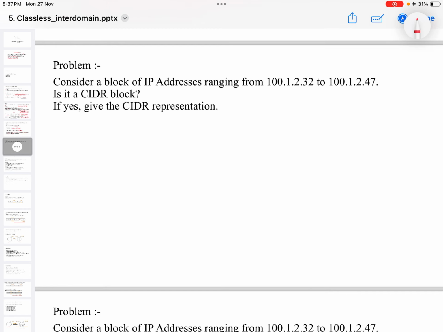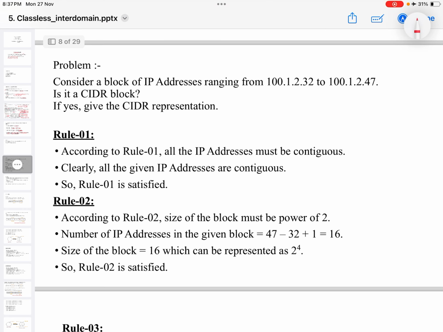So consider a block of IP addresses ranging from 100.1.2.32 to 100.1.2.47. Is it a CIDR block? If yes, give the CIDR representation. According to rule 1, all IP addresses must be contiguous. Clearly we can see that all IP addresses are contiguous. So rule number 1 is satisfied.